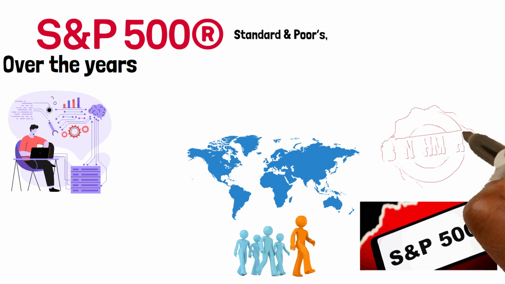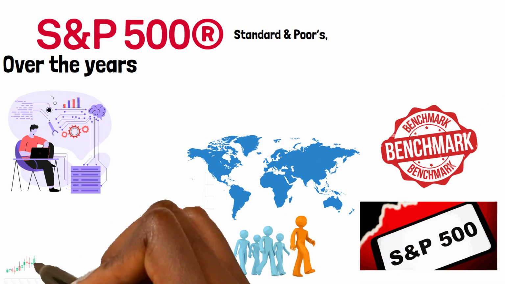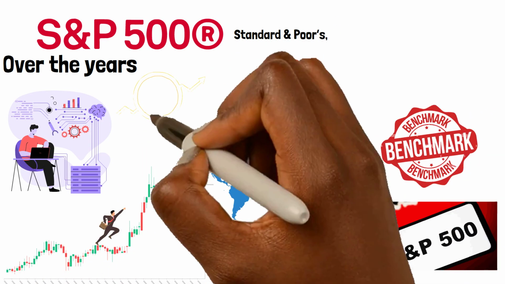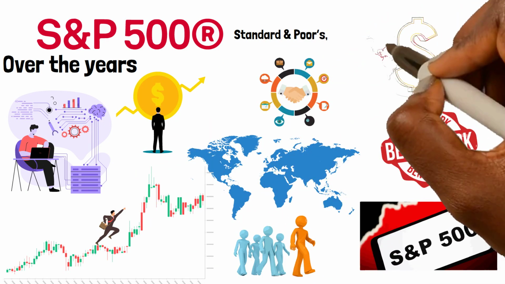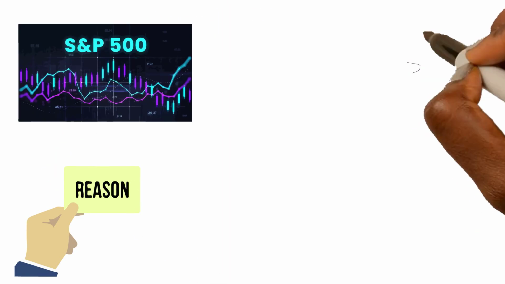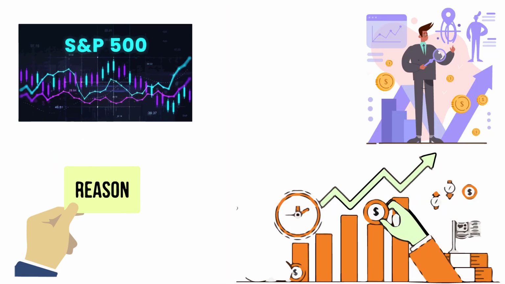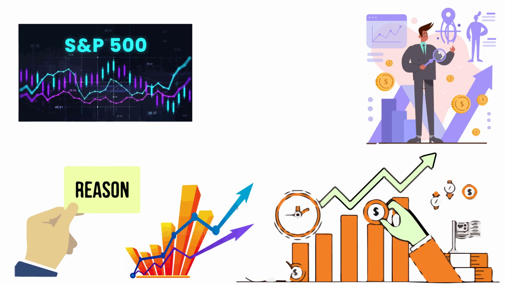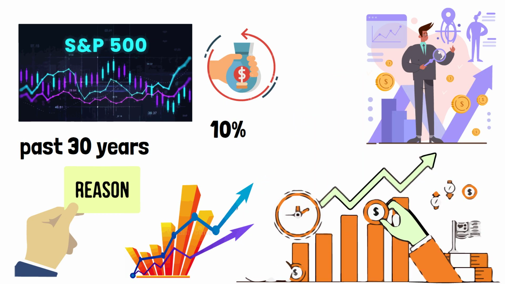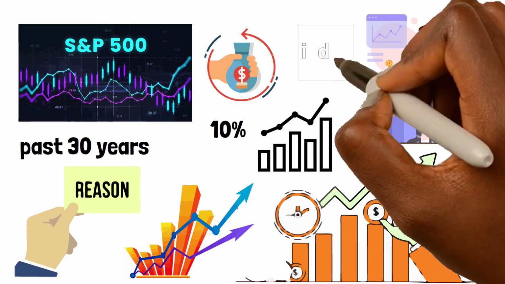It's often used as a benchmark for the U.S. stock market as a whole, and many investors use it as a representation of the performance of the U.S. economy. One of the reasons why the S&P 500 is so popular among investors is its long-term track record of outperforming other indices. Over the past 30 years, the S&P 500 has generated an average annual return of around 10%, which is higher than most other indices.